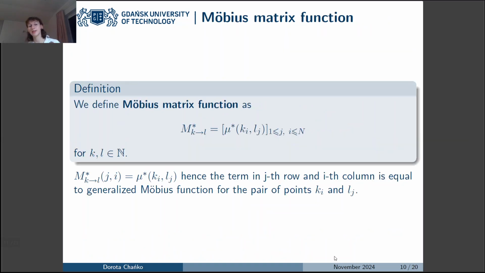Now we can define a Mobius matrix function. So the Mobius matrix function M star of k arrow l is a matrix in which the term in the jth row and ith column is equal to the generalized Mobius function for the pair of points ki and lj, where k and l are the weights and i, j are their indices.